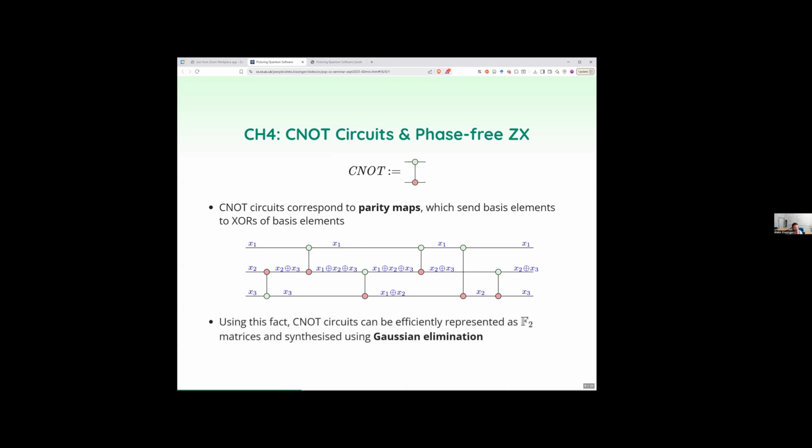And using this fact, you can efficiently represent the action of a CNOT circuit and also synthesize or resynthesize CNOT circuits using Gaussian elimination.